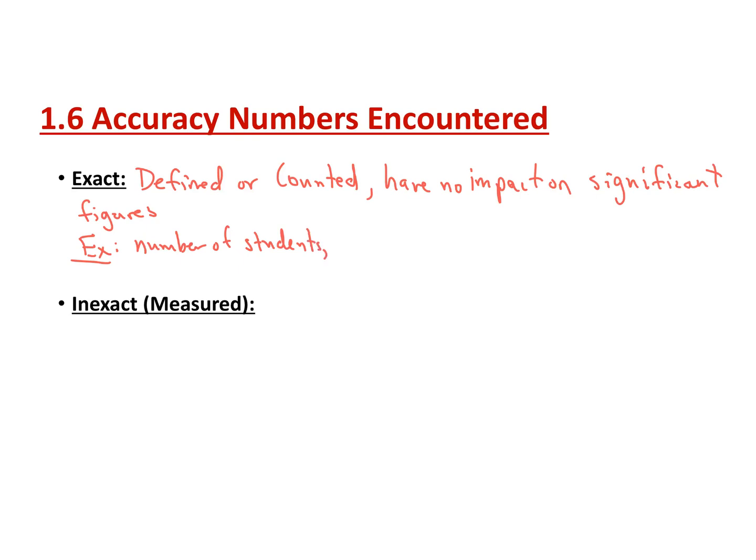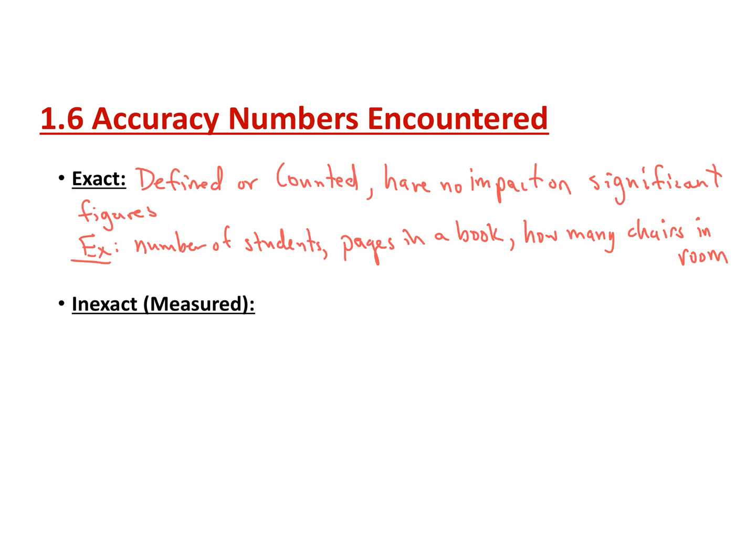I could count how many pages are in a book. I could count how many seats are in a room. All of these are examples of exact numbers, because I'm going to count that exactly. I'm going to know the exact number. We have 12 students in class. We don't have 12.5, 12.1. We don't have 11 and a half. I can count exactly 12.